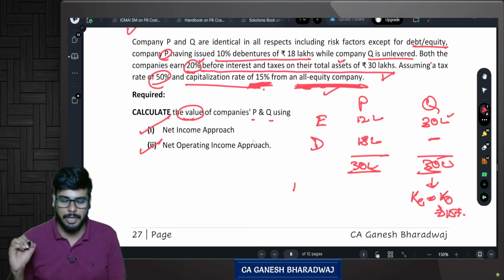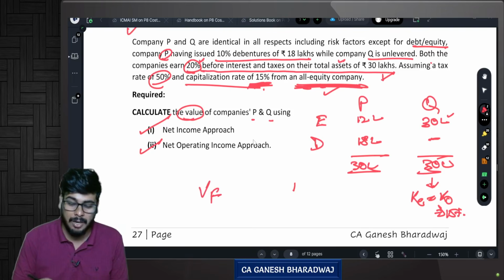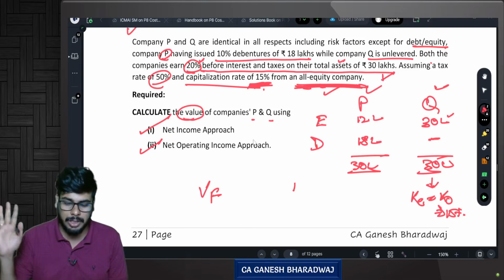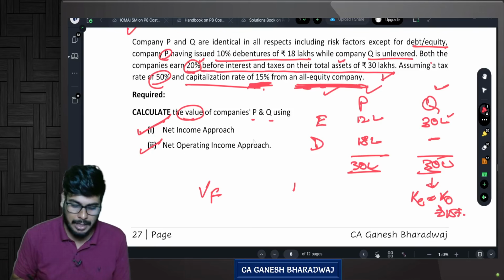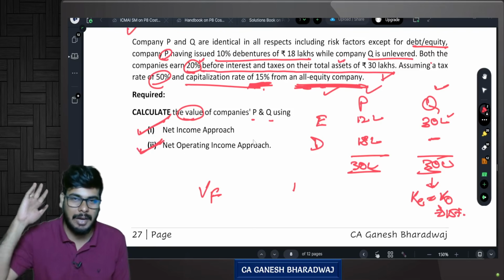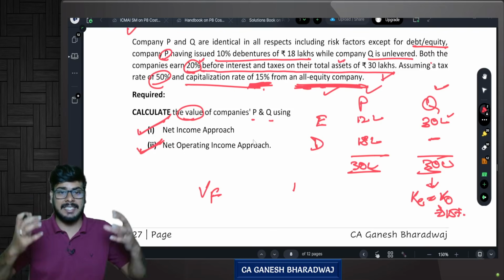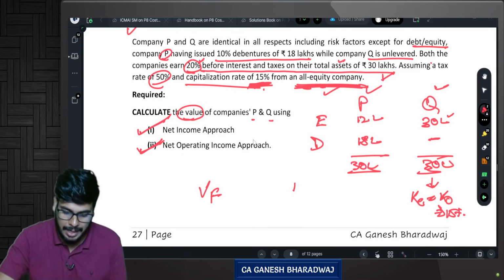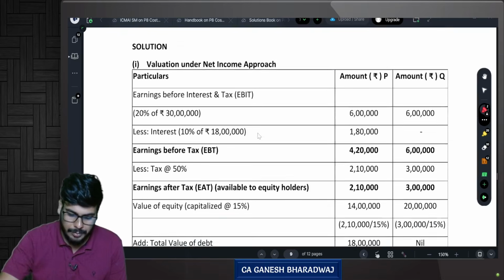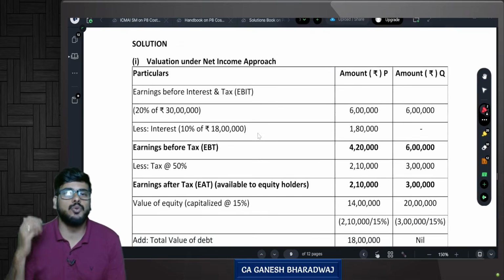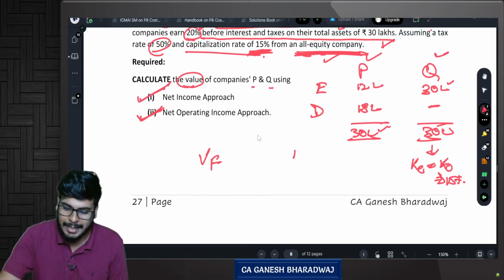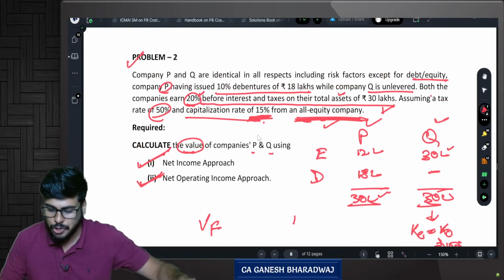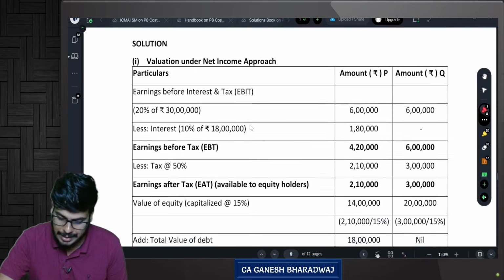With this, what they want you to find is to calculate the value of firm for P and Q Limited, for both the companies. The first part of the question says calculate the value of firm under the net income approach. The second part says calculate the value under the net operating income approach. Are you clear with this? Digest the facts. Now let us get started. First, the EBIT for the two companies. What will be the EBIT? Overall capital employed is 30 lakhs, and they have said that EBIT is 20%. So 30 lakhs into 20%. How much is that going to be?